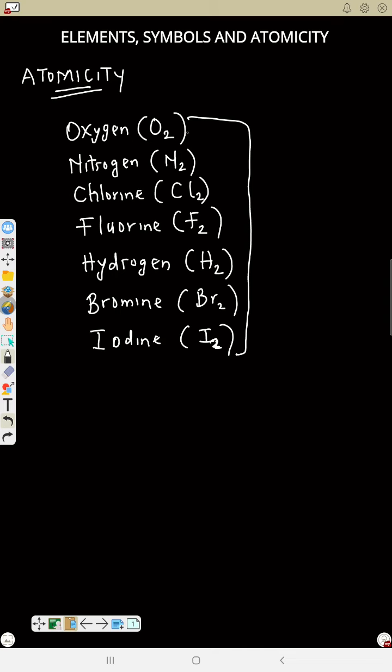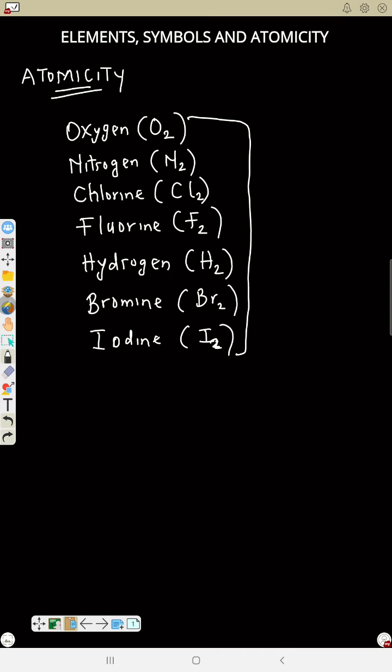So now this is oxygen molecule, this is nitrogen molecule, this is chlorine molecule, this is fluorine molecule, this is hydrogen molecule, etc. So anytime we write any of these in a chemical reaction, they must carry that subscript 2 because they exist as diatomic. That means if I ask you how many diatomic elements do we have, you say we have 7 diatomic elements, and these are the 7 diatomic elements. We will see them later as we proceed.